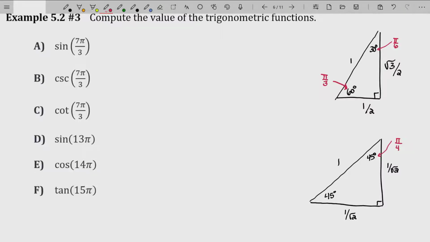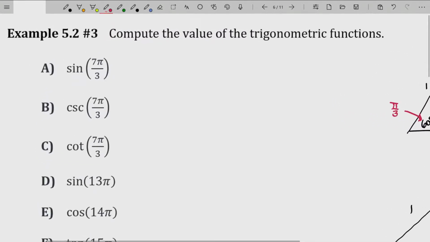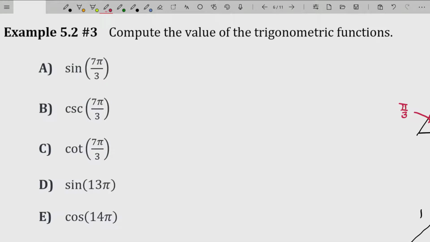So all that being said, compute the value of the following trig functions. The sine of 7 pi over 3. Well, if you were to quickly scratch out an angle of 7 pi over 3, let's see. Here is 3 pi over 3 right there.